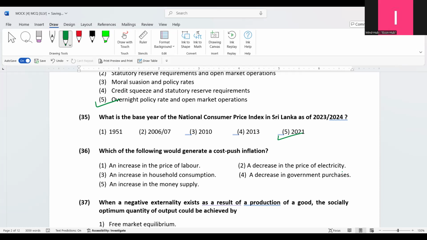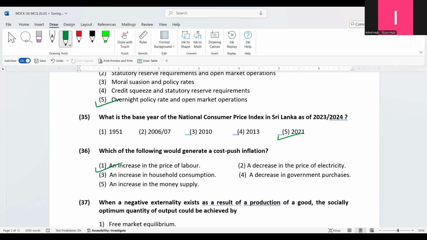So the following generate cost push inflation. Let's see. An increase in the price of labor. Yeah, wages increase, cost of production increases. That should be correct. Hopefully the others you can eliminate.